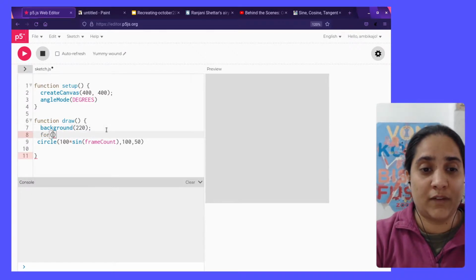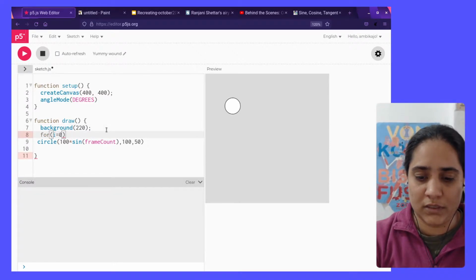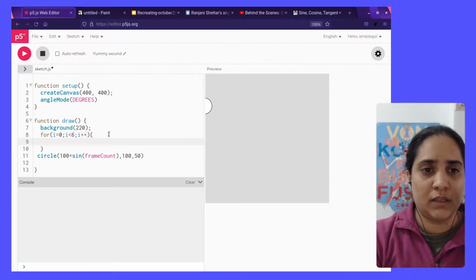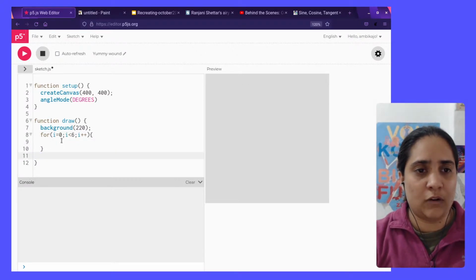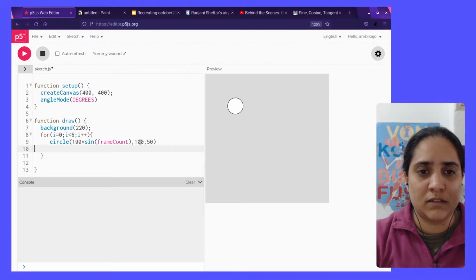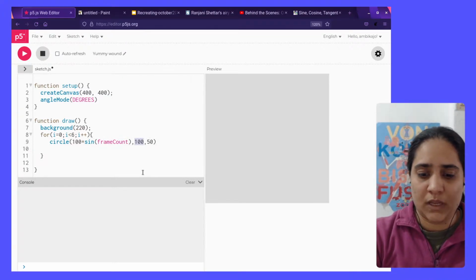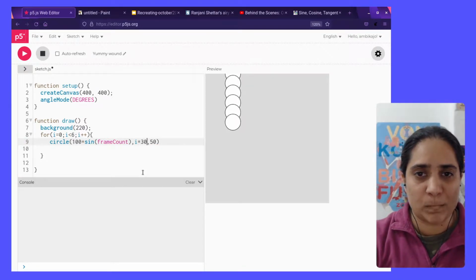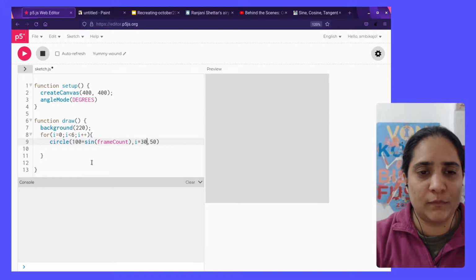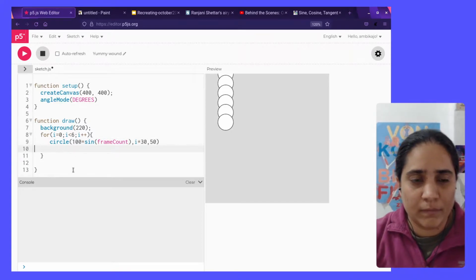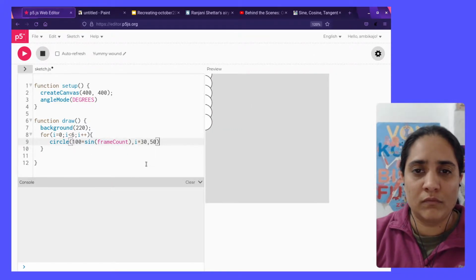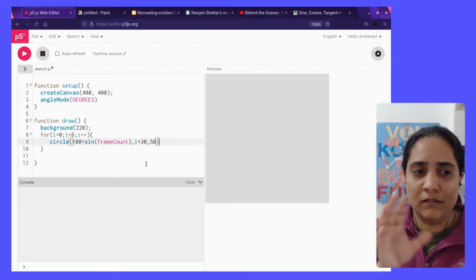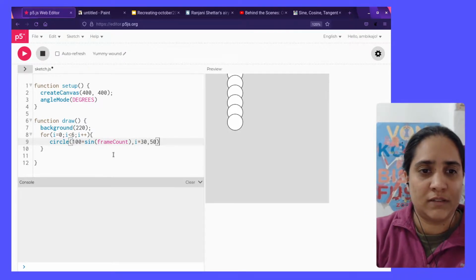So for example, if I were to say i equals 0, i is like, I don't know, 6, i plus plus, then I'll copy paste this inside, and instead of y, I'll say i times 30. So now I have so many of them moving together. But I think I still may want to let them move a little bit differently. So let's see how we can do that.